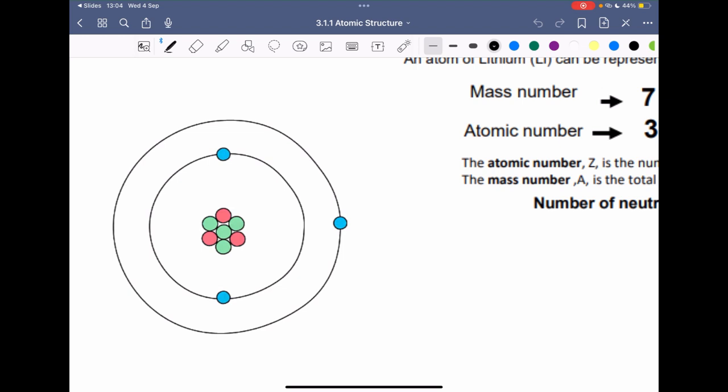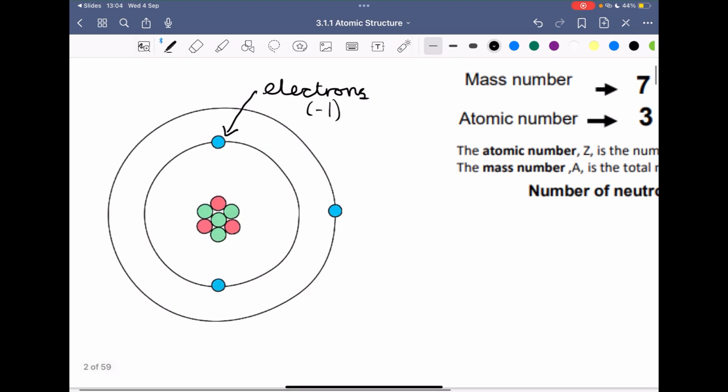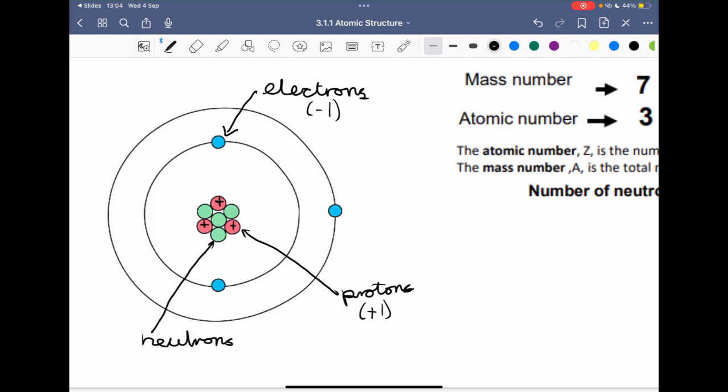Okay, here we have our basic structure of an atom. Now let's try to label this. So down here we have the electrons, and these have a charge of -1. Okay, and then in the nucleus you have your protons, and these have a charge of +1 each, and you also have your neutrons, and these have no charge.